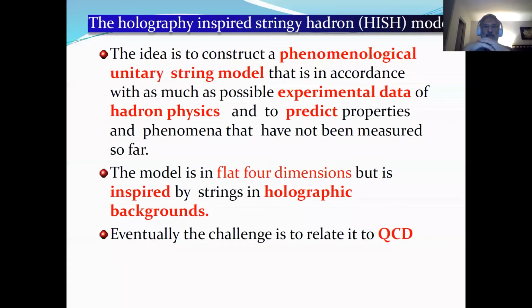So the idea is to construct a phenomenological unitary string model, and I want to emphasize it's a model, it's not a theory, that is in accordance with as much as possible experimental data on hadron physics, and to be able also to do some predictions. The model, unlike what we usually do in holography, is in 4 flat dimensions, but it is inspired by strings in a curved higher dimensional background. And eventually, of course, the challenge, which we are very far from yet, is to relate it to QCD.